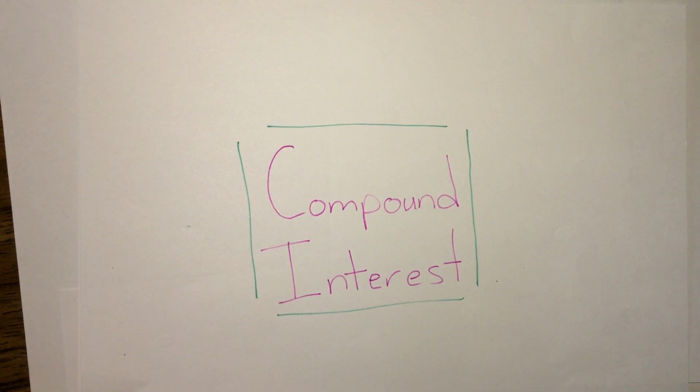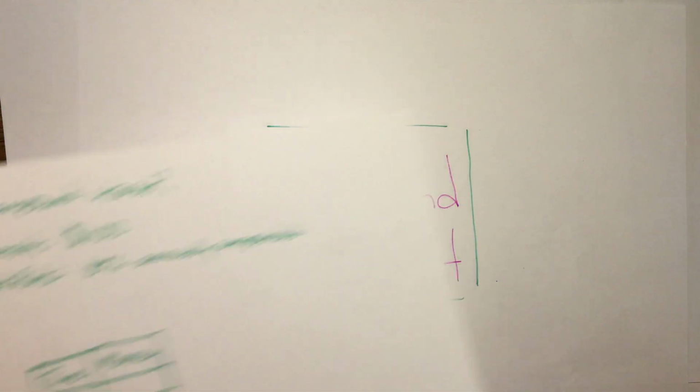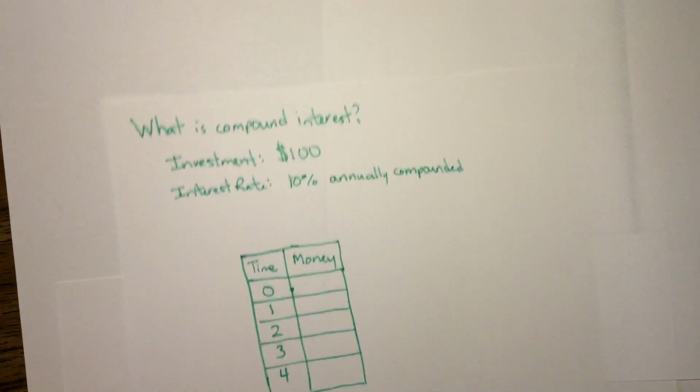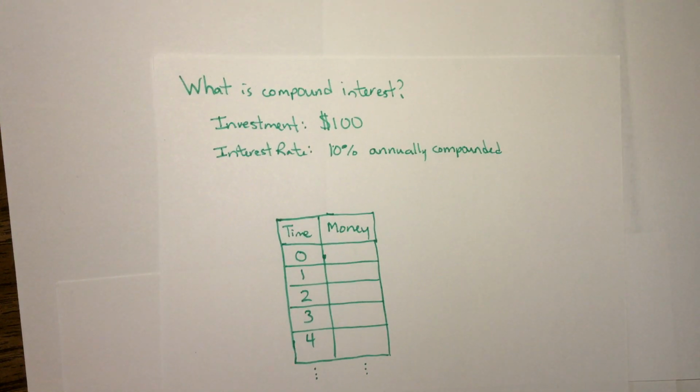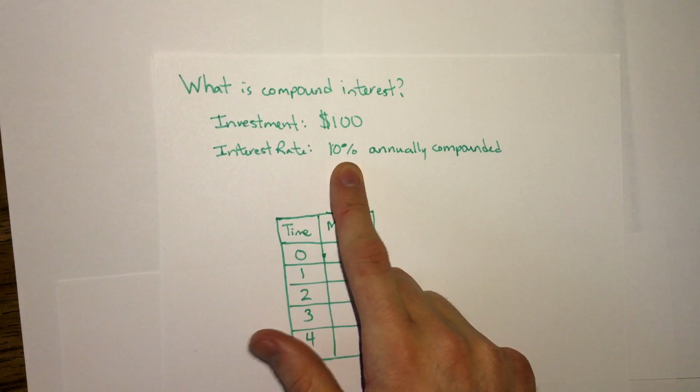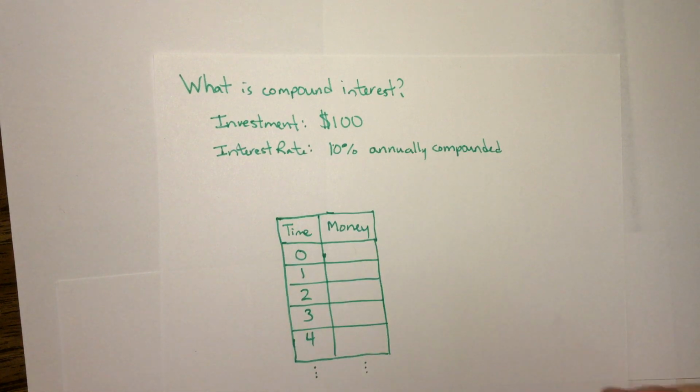Let's take a look at how to calculate compound interest. What is compound interest? Well, we can demonstrate it with this example. Imagine that we invest $100 and its interest rate is 10% annually compounded.